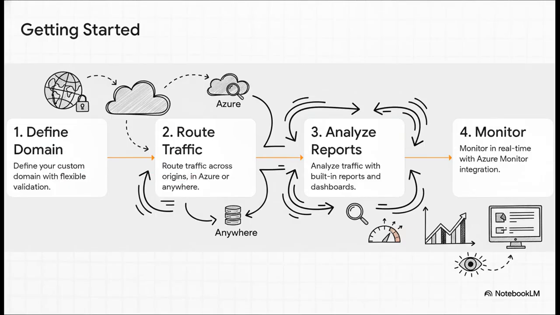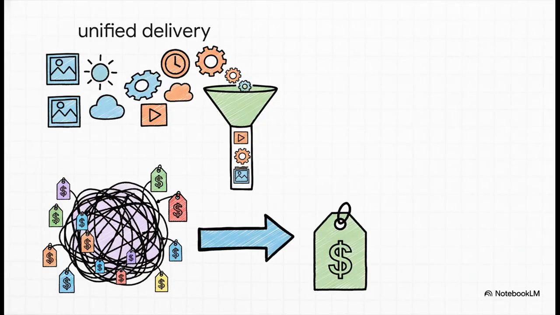And getting started is actually pretty straightforward. You define your domain, you tell Front Door where your application backends are, and they can be anywhere, by the way, not just in Azure. And then you can immediately start analyzing and monitoring traffic with all the built-in tools. Ultimately, this is all about simplicity. By unifying your static and dynamic content delivery into one service with a single cost model, it just removes all the complexity of trying to build a global delivery network on your own.